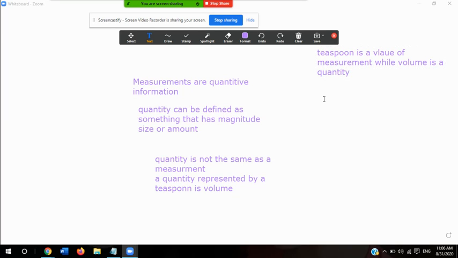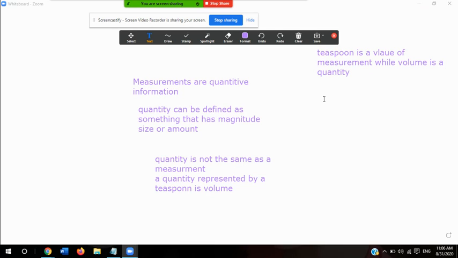Volume is a quantity. And it goes on to say a teaspoon is a measurement standard in this country. Units of measurements compare what is to be measured with a previously defined size. Nearly every measurement is a number plus a unit. So that's always good to understand, that nearly every measurement is a number plus a unit.